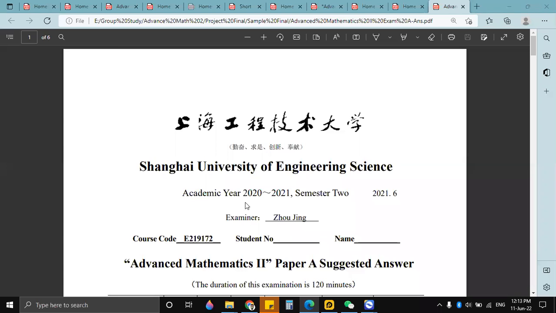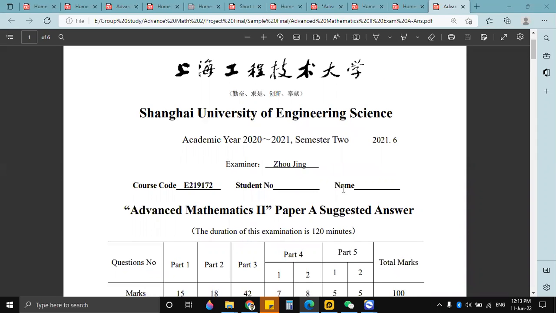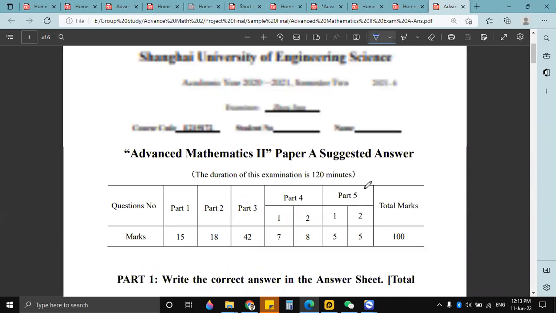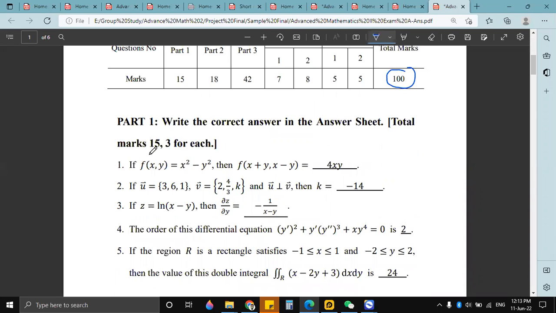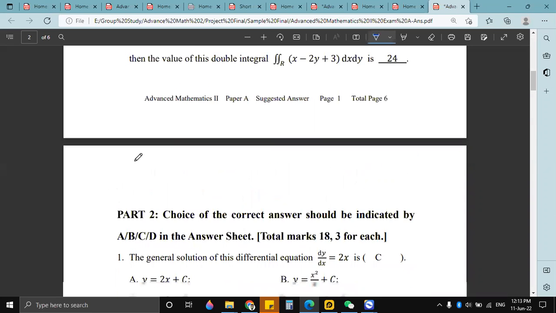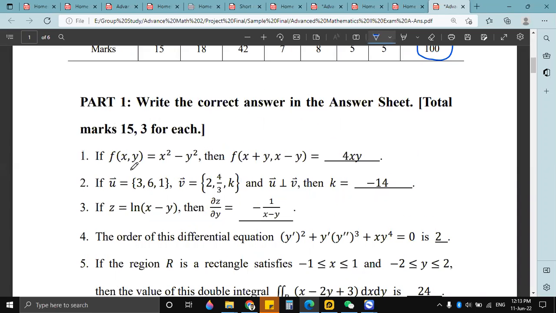So today we are going to learn the final paper, Advanced Mathematics 2 final paper. The first question we have maybe around 100 marks, and the first part we have 5 questions.